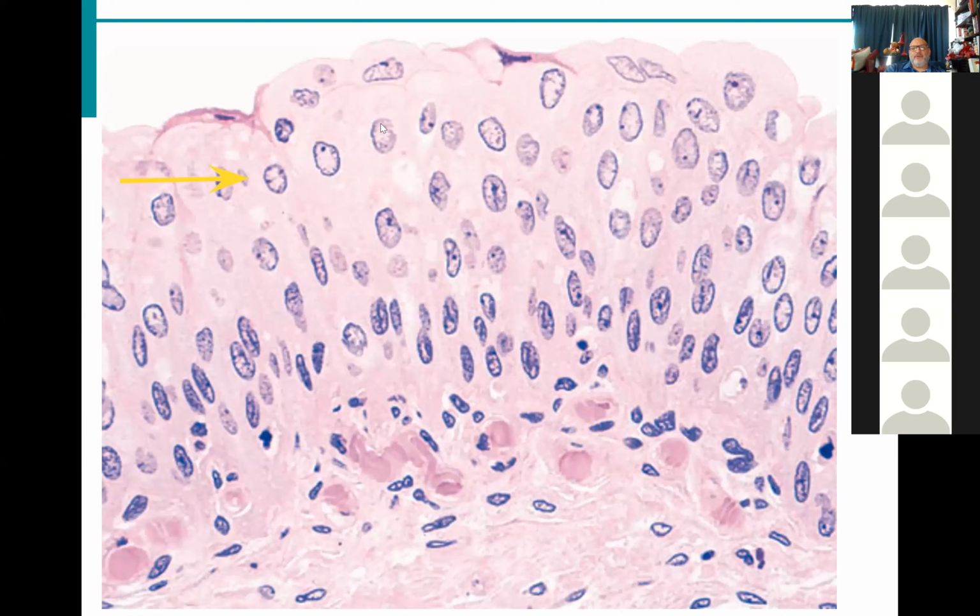Identify the tissue type. What's left? Glandular. Oh, okay. We haven't gotten there yet, but there's one before that one.